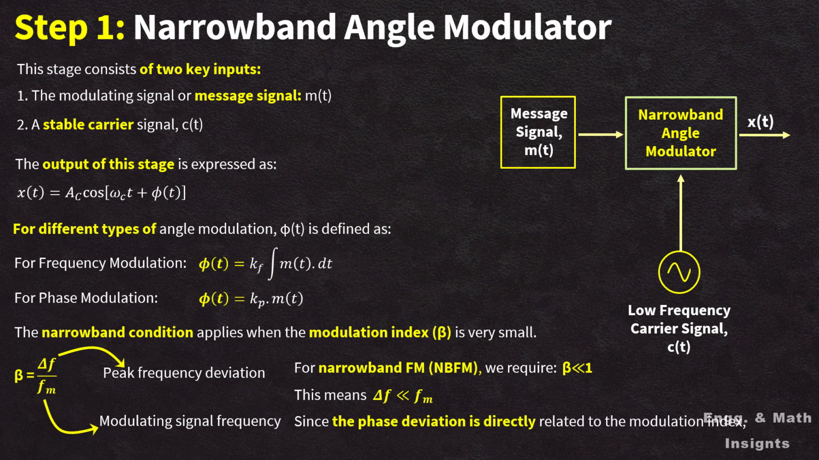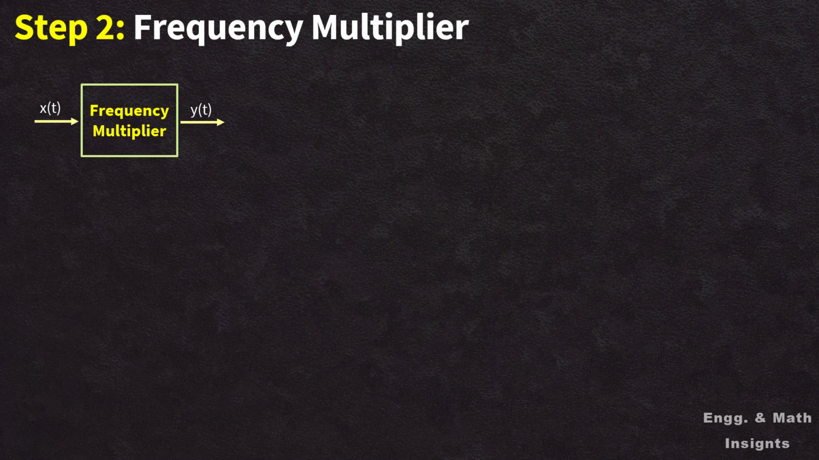Since the phase deviation is directly related to the modulation index, we also have φ(t) much smaller than 1. This means that the phase deviation is much smaller than the carrier phase. Therefore, the signal produced is a narrowband frequency modulated signal or narrowband phase modulated signal. Step 2 is the frequency multiplier. Once the narrowband frequency modulated signal has been generated, the next step is to increase both the carrier frequency and the carrier deviation using a frequency multiplier stage.